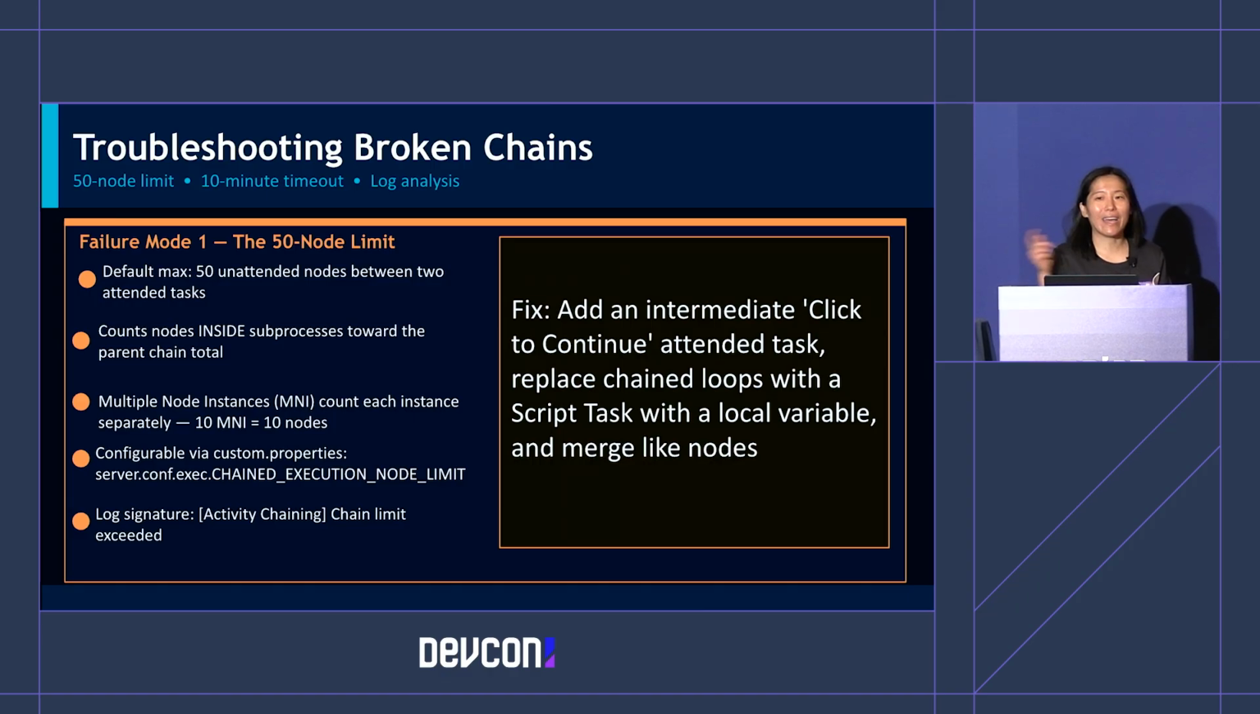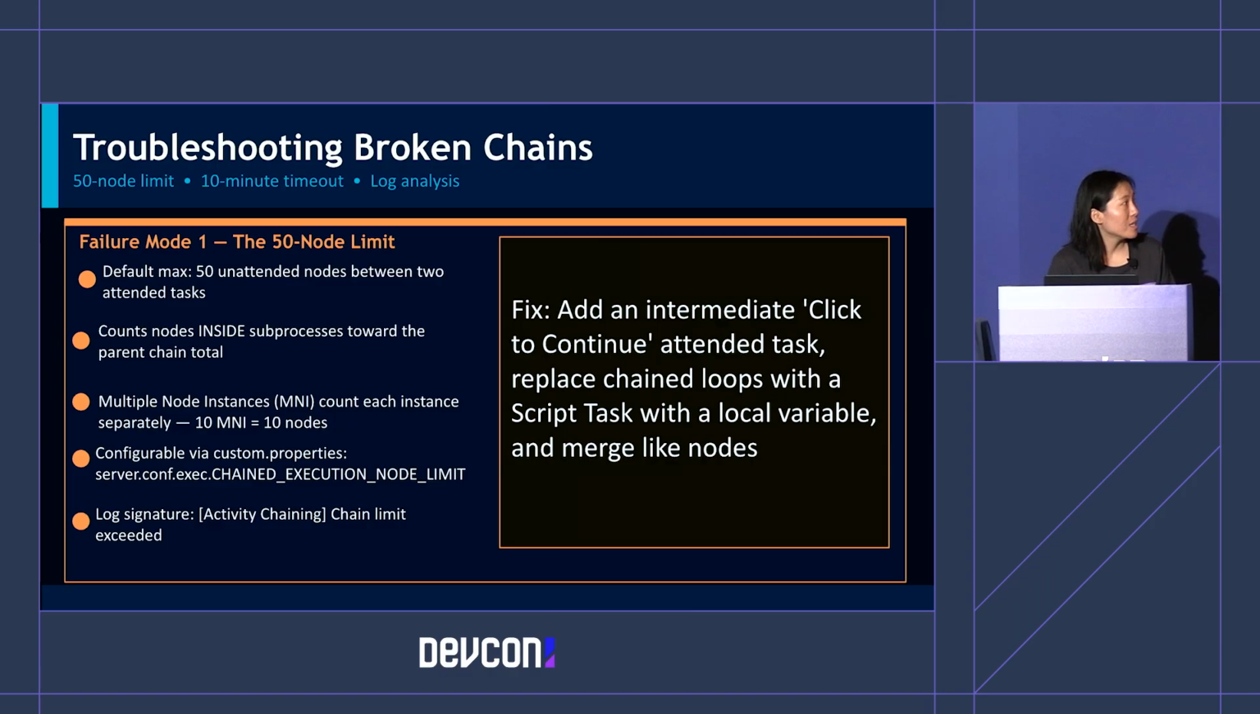So the start node, the end node, and everything in between count towards that 50 node budget, as well as that subprocess node and that parent process itself. So all of those nodes count. That's especially important when you have these long-running processes and you have multiple subprocesses to keep things organized and activity chained through.